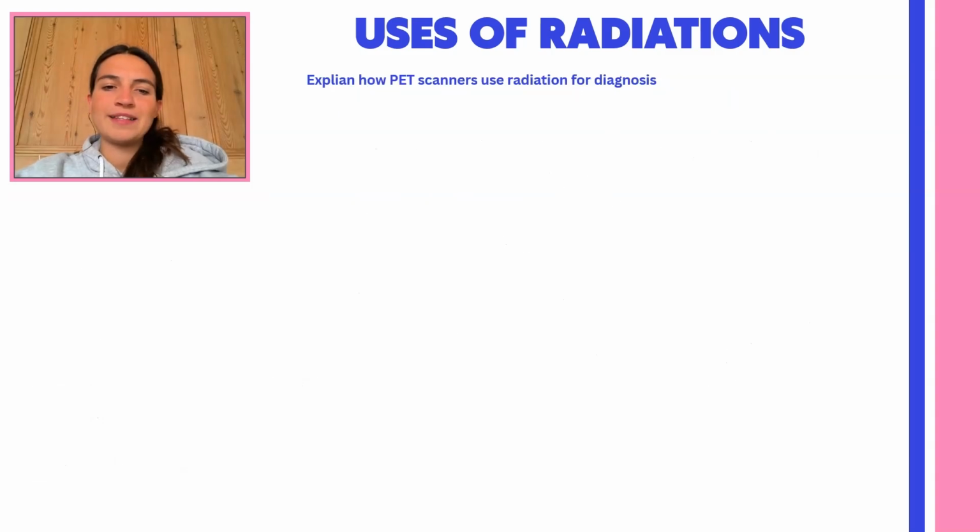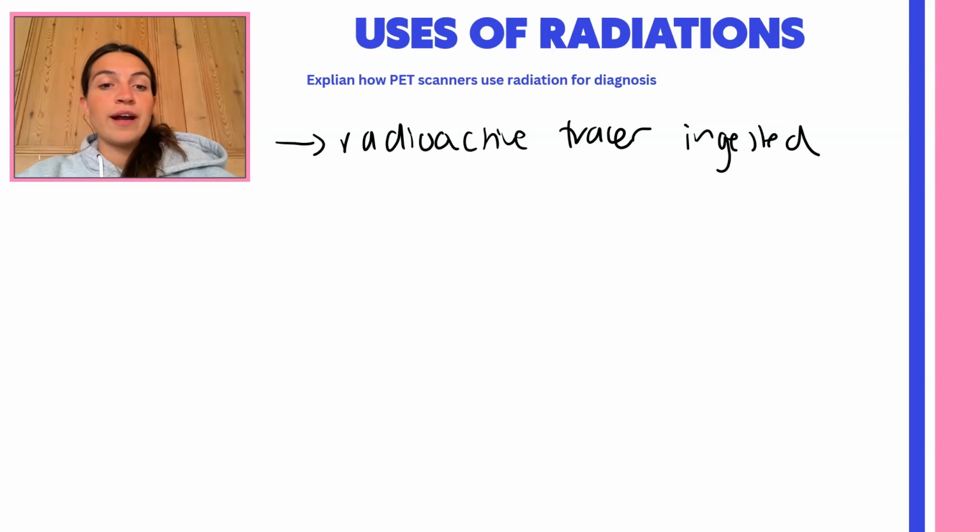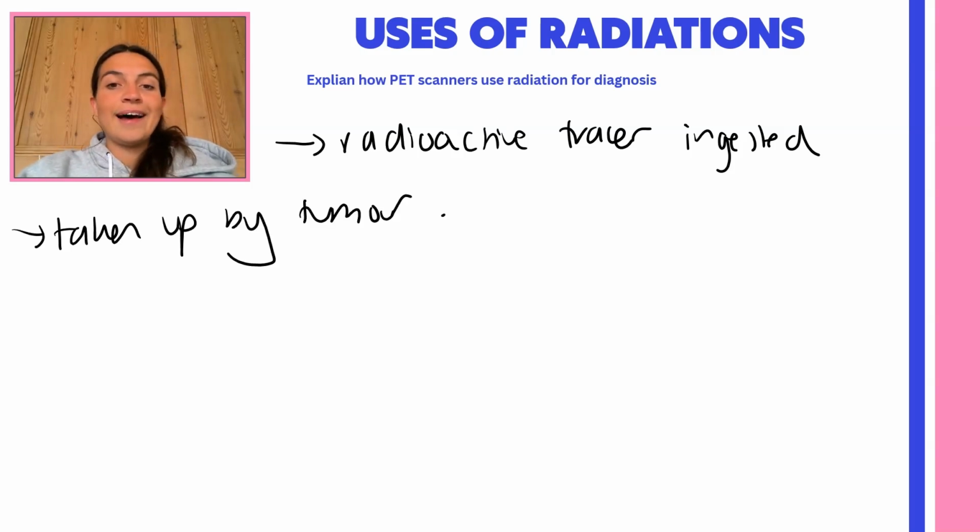Okay, explain how PET scanners use radiation for diagnosis. So in the notes, there's a whole list, I think it goes like number 1 to 7, of how these PET scanners actually work. But just very briefly, you have a radioactive tracer which you ingest. So that is something like a normal substance like glucose, and it has a radioactive isotope attached to that glucose. That is called a tracer. The patient ingests it, and as it moves through the patient's body, it gets taken up by your tumour and used by your tumour. And whilst it's there, it begins to emit some radiation.